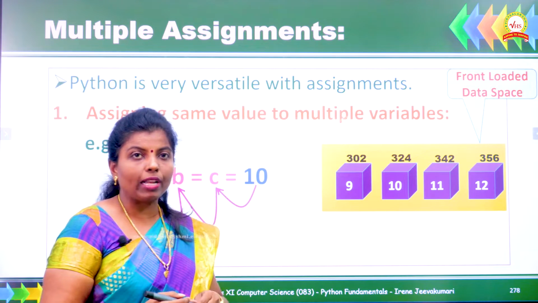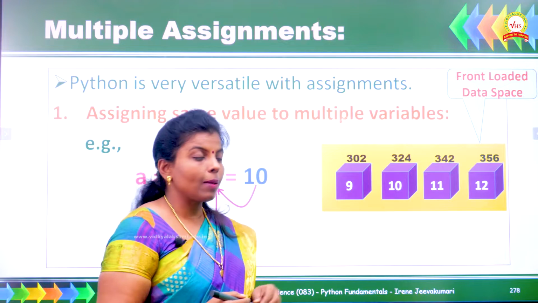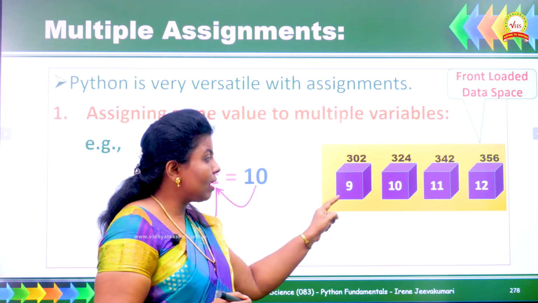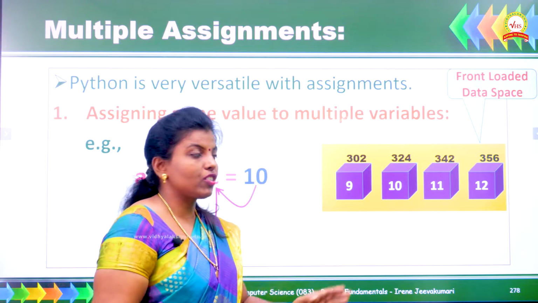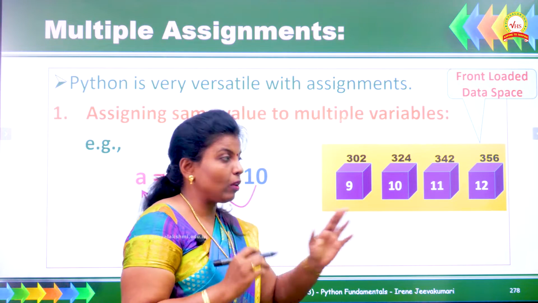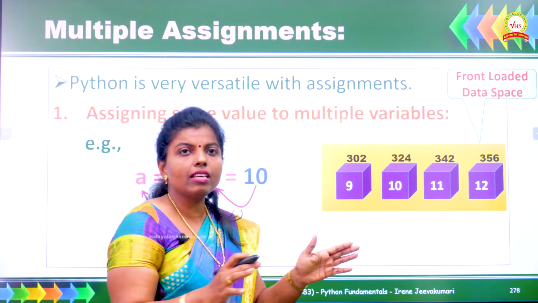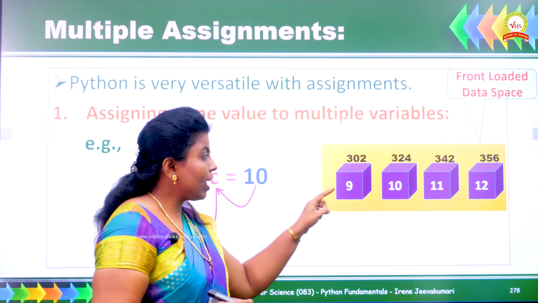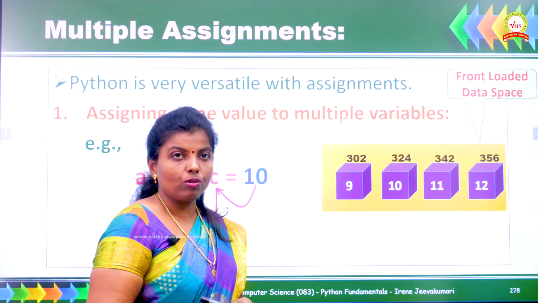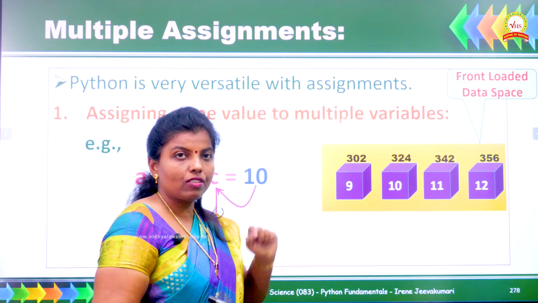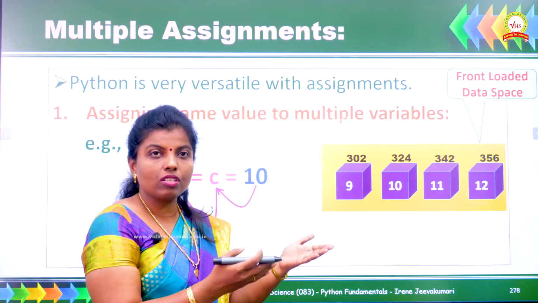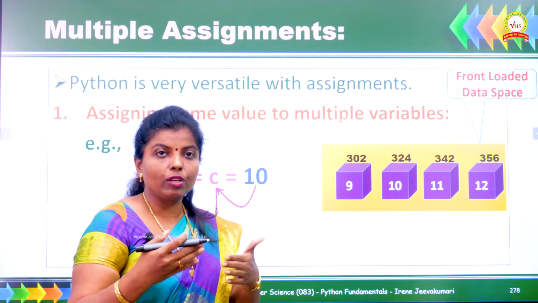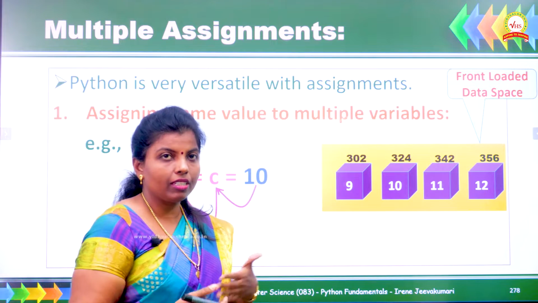I have given 4 values, and you must know one more thing. Each value has a specified memory location. You can see number 9 has a specified memory location, and number 10 has a specified memory location. Even 11 and 12, all these numbers have a specified memory location, and also a specified memory address. Number 9 has a memory address, say 302. This is just for example; when you check in your own computer in your Python coding, the numbers will be different.